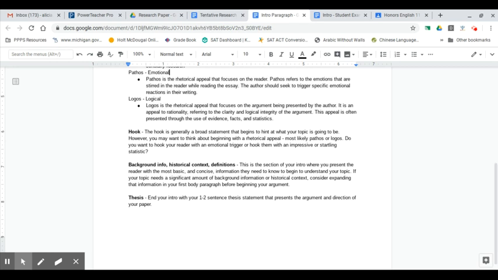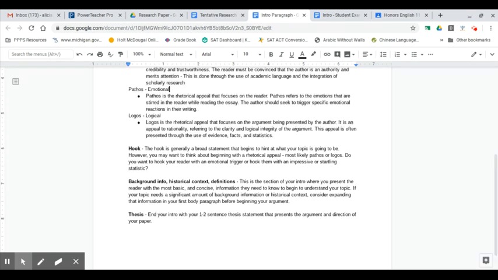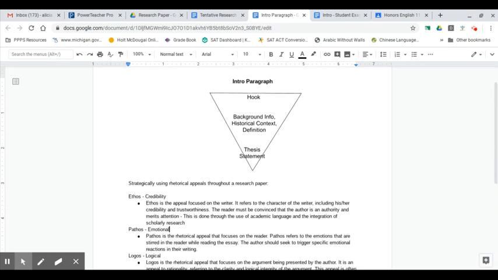Which leads us to the last part of your introduction, which is your thesis statement. You're going to end your intro with that one to two sentence thesis statement that presents the argument and the direction of your paper. So this should have set up the roadmap, the organization of your paper. So that's kind of the setup of the intro.